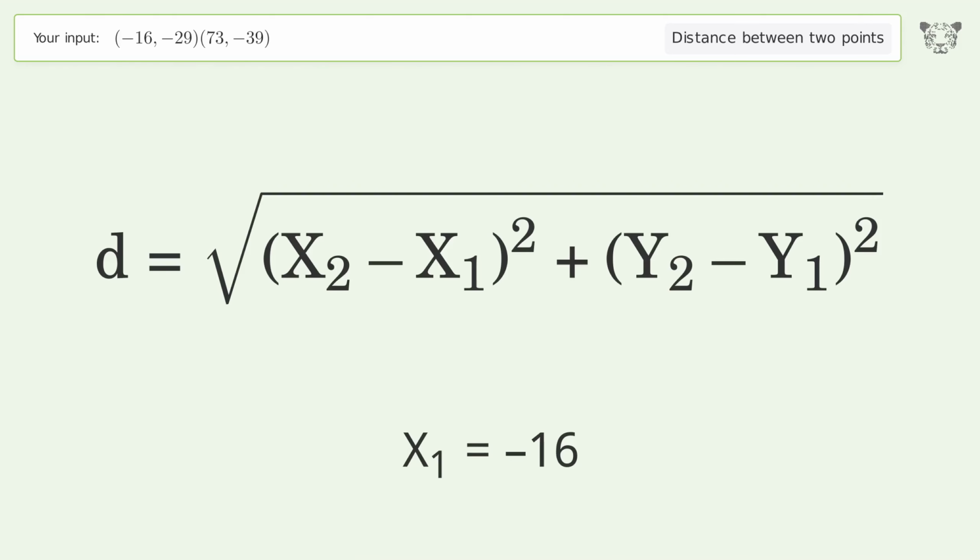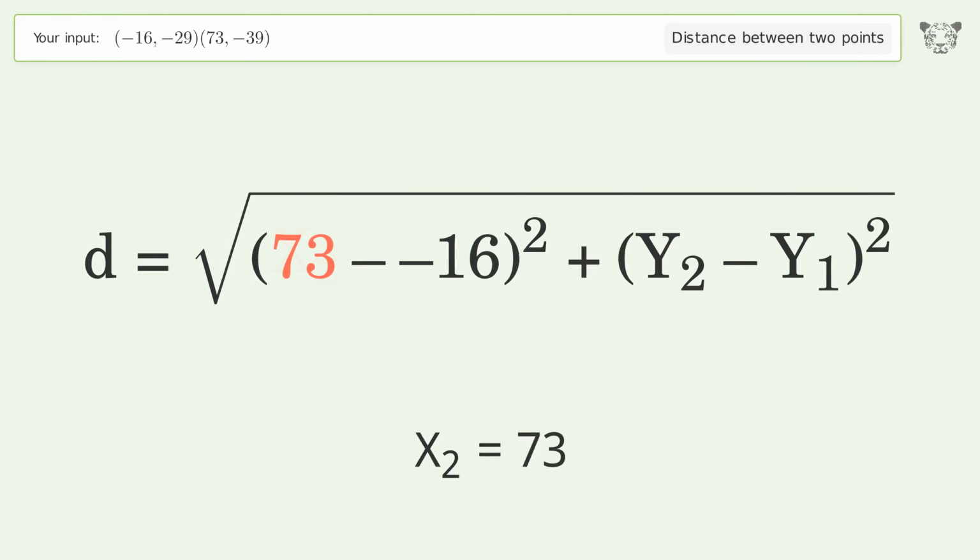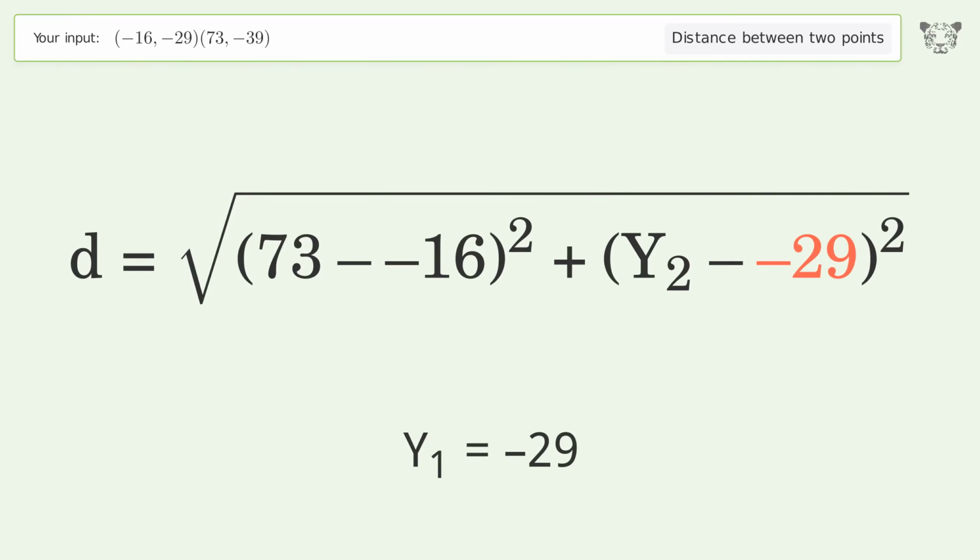x1 equals -16. x2 equals 73. y1 equals -29. y2 equals -39.